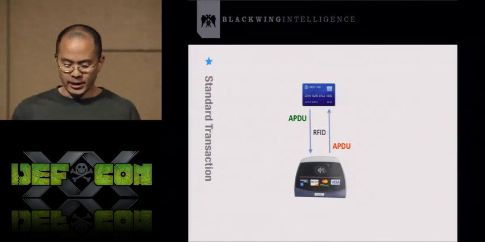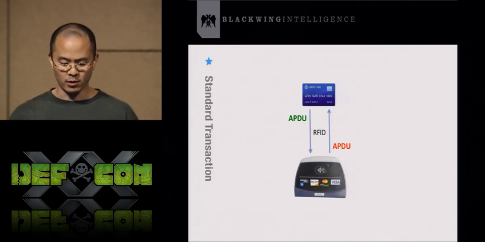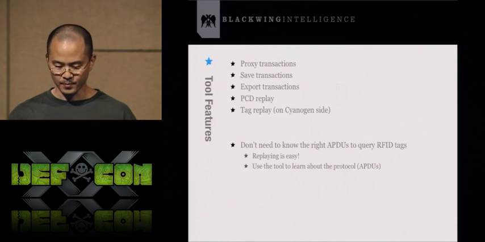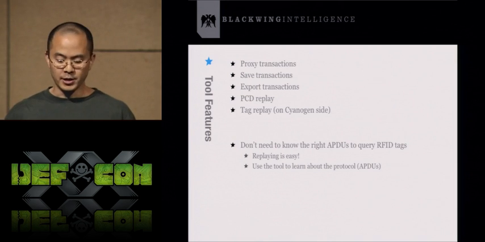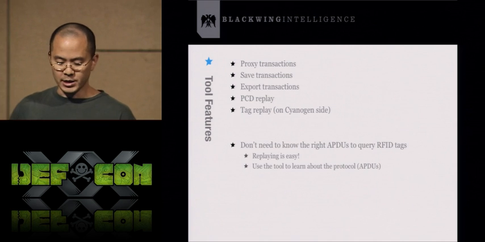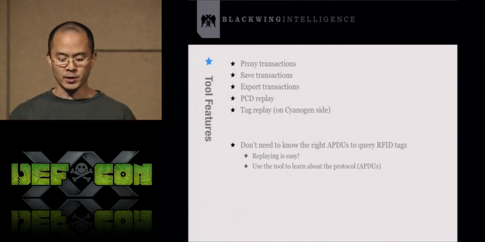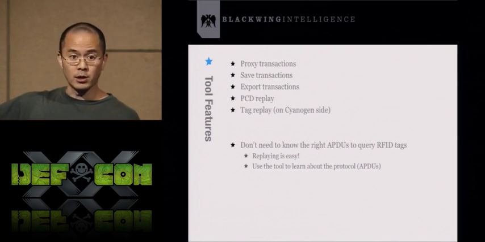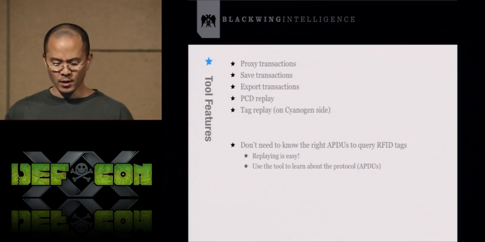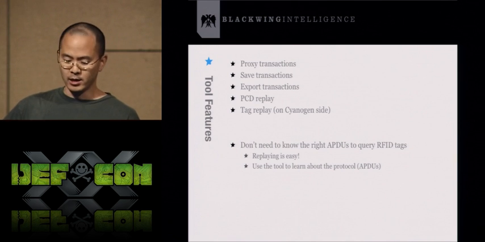So here's a pretty basic example of how an RFID transaction will work with a credit card. You have a credit card that communicates over RFID with the reader. The reader sends an APDU, the credit card responds, and this goes back and forth a few times. So what NFC proxy allows you to do is proxy that transaction, save that transaction, and export that transaction. You can replay all of the requests that the PCD made, and then you can replay all of the responses that the credit card gave. Now that feature requires that special Cyanogen code. One thing to note, if you're saving and exporting data, none of that stuff is encrypted, so store credit card information at your own risk.